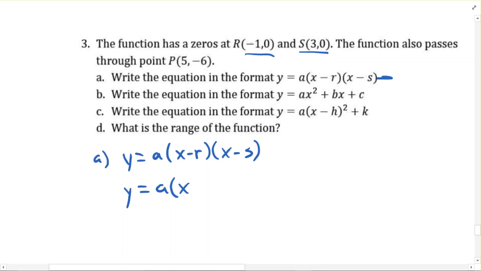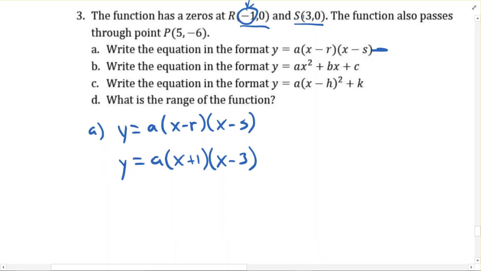So right now, if we're looking at this one, we'd have minus 1. So that's plus 1, right? That's the same as plus 1. So really, you're making the signs the opposite of the way they are up here. So this would be x plus 1. And then this would be x minus 3, right? Because it's like a plus 3 right now. So it's just x minus plus 3. So x minus 3. Okay, so we've got those numbers in there so far.